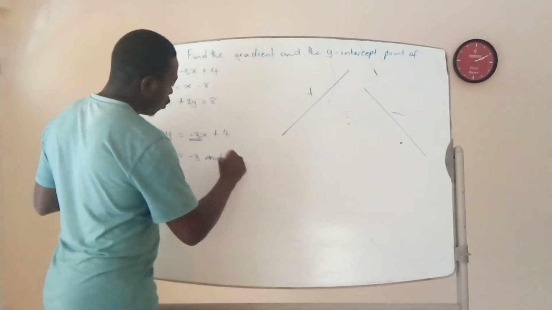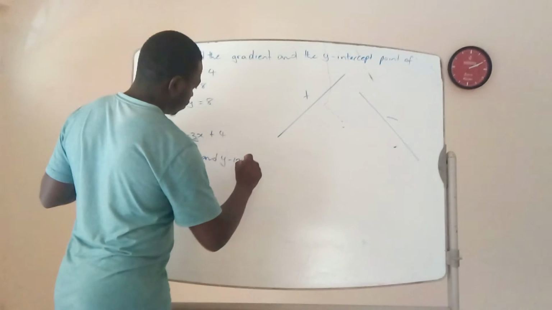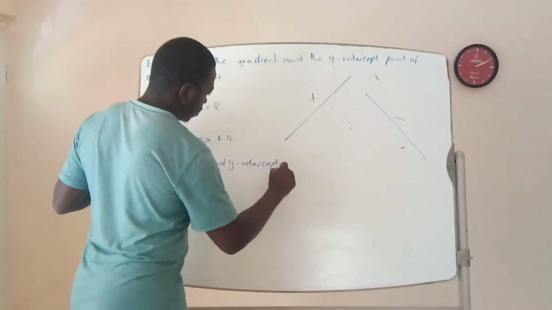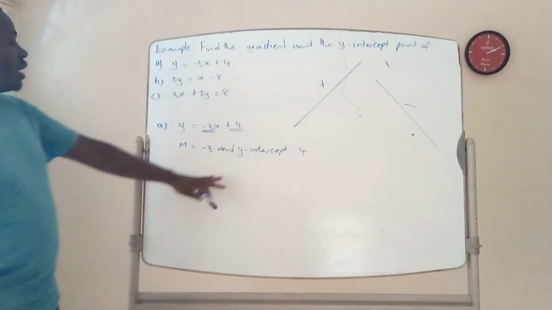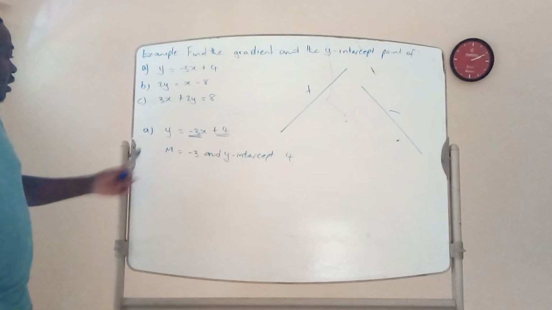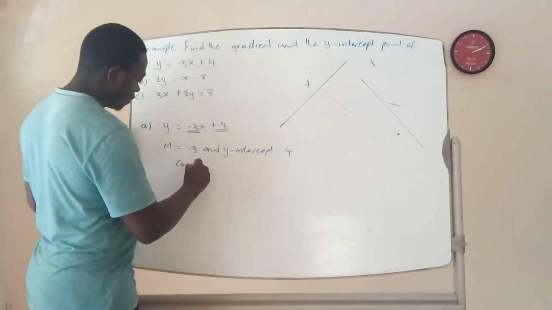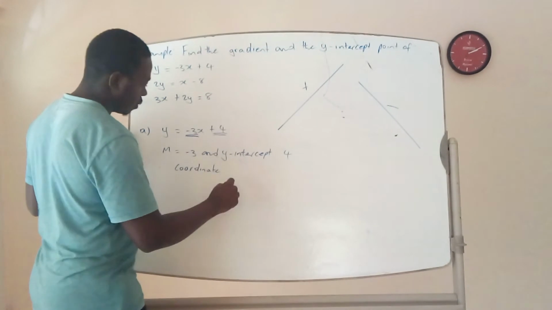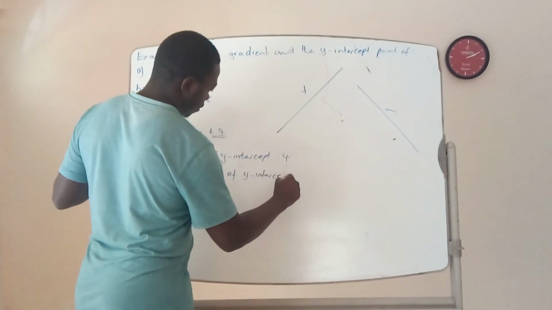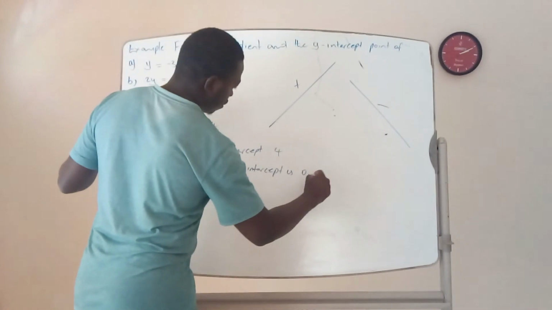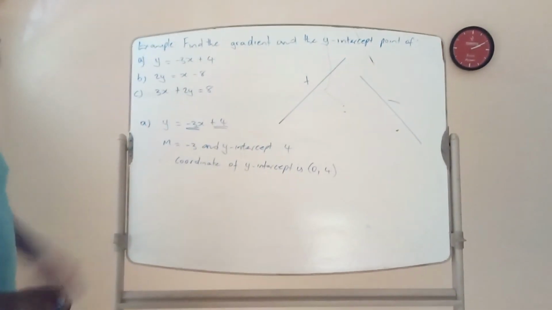And the y-intercept value is the constant in the equation, which is 4. Now we can go further to write the coordinate of the y-intercept. And like I said, the x coordinate is always 0, so therefore the coordinates of the y-intercept is (0, 4). I'm going to put it in a bracket. And that's it there. Pretty easy, pretty straightforward, right?